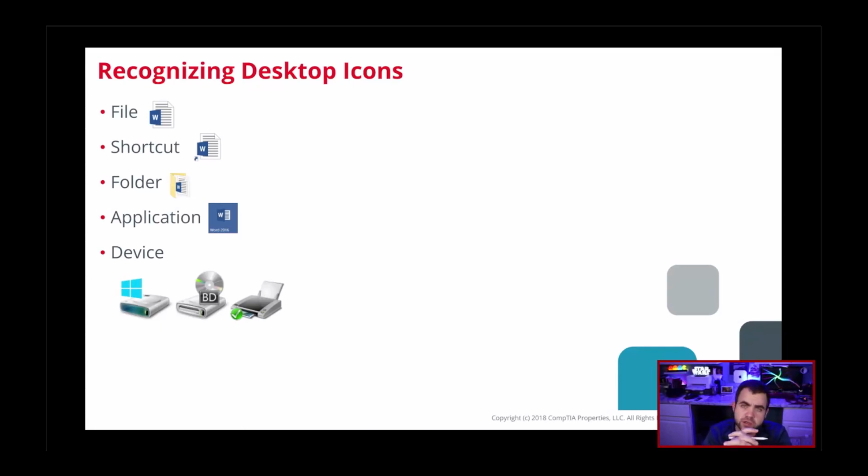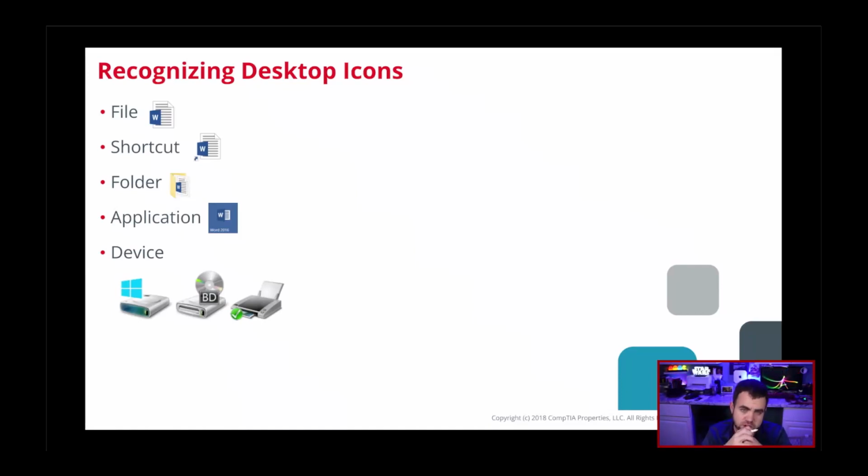The next one is a folder, just like a manila file folder. There's just a document inside it. So if this folder was on your desktop and you could see that little Word document, that means there's a file inside of the folder, okay? So files go inside folders.